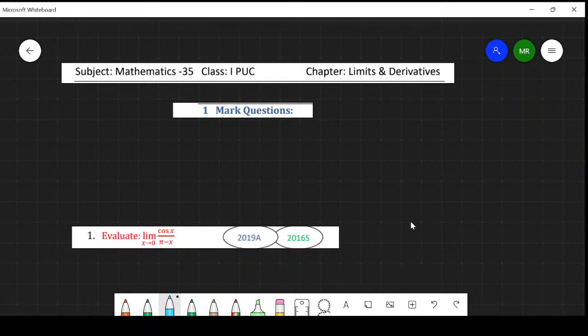Before doing limits and derivatives, when I am doing limits, just remember the concept of limits formulas. Mainly I use the limit as x tends to a of (x^n minus a^n) by (x minus a), which is n times a^(n minus 1). So this is one of the standard limits: as x approaches a, (x^n minus a^n) by (x minus a) equals n a^(n minus 1). I am going to use this formula.